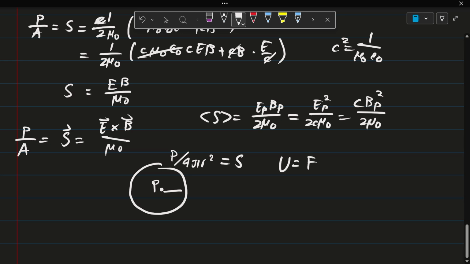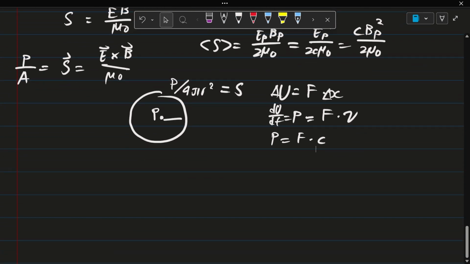Energy is the force multiplied by the displacement. Now if you do this over time, what you would get, the du over dt in here, is what we call the power. And this will be the force, as long as the force is constant, multiplied by the velocity. So in here, if we already have the power, this would equal the force multiplied by the speed of light. Now we obtain the force done by an electromagnetic wave.